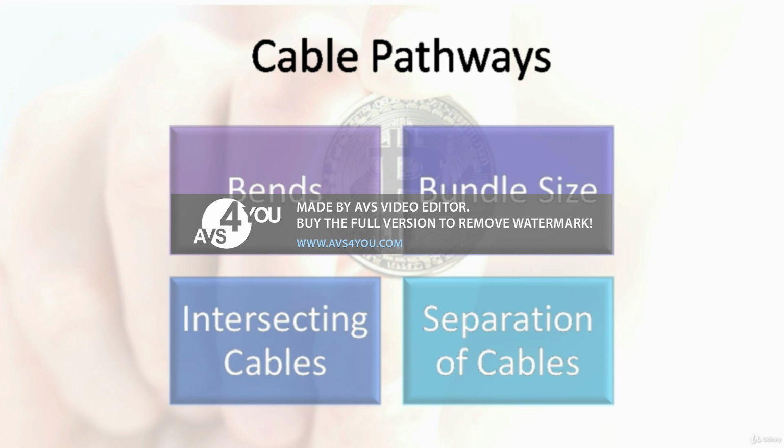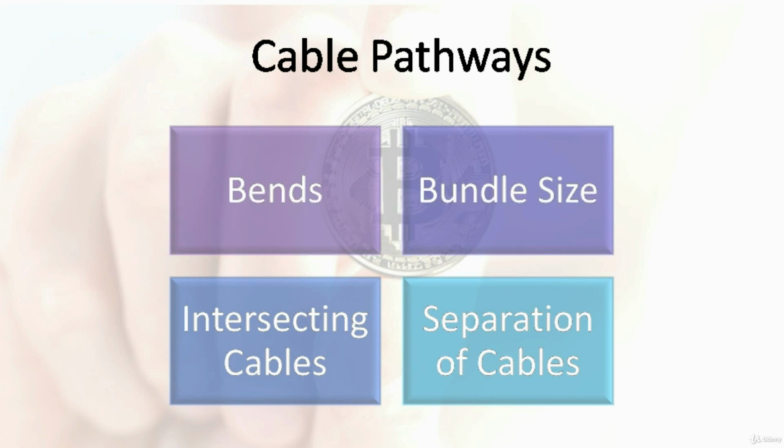Now, as for intersecting cables, in the case that you need to have your power cables intersecting with the data cables, you need to make sure that it is done at 90 degrees. This is because we want to minimize interference caused by these two cables. As for separation of cables, if possible, we should separate the parallel runs of power cables and data cables by 20 centimeters. Now, it is not a must. This is just a recommendation.